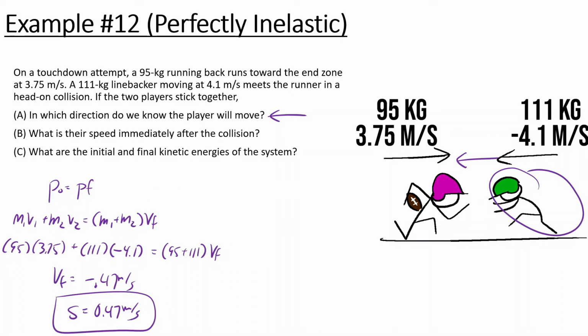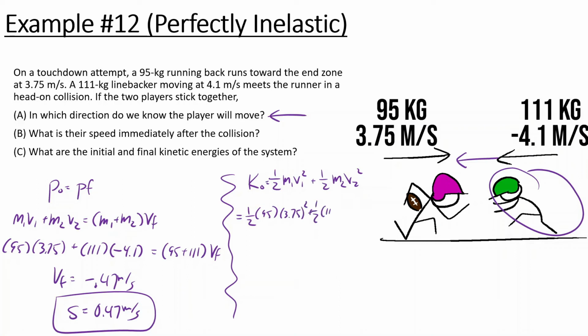Okay, what are the initial and final kinetic energies of the system? Let's look at this. Kinetic energy initial, before they collide, is 1/2 m1 v1 squared plus 1/2 m2 v2 squared. So 1/2 m1 is 95, and before they collide it's going 3.75 squared, plus 1/2 m2 is 111, and before it collides it's going negative 4.1 squared. So 3.75 squared times 95 times 0.5, plus 0.5 times 111 times 4.1 squared, and we're going to get around 1,600 joules.